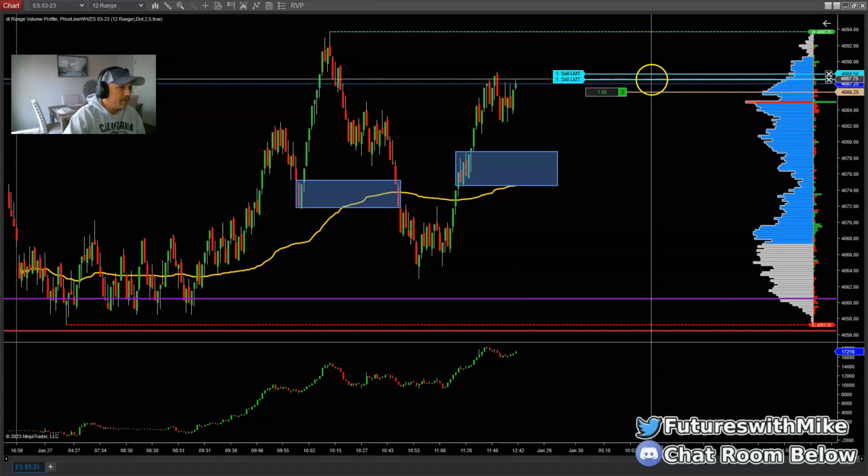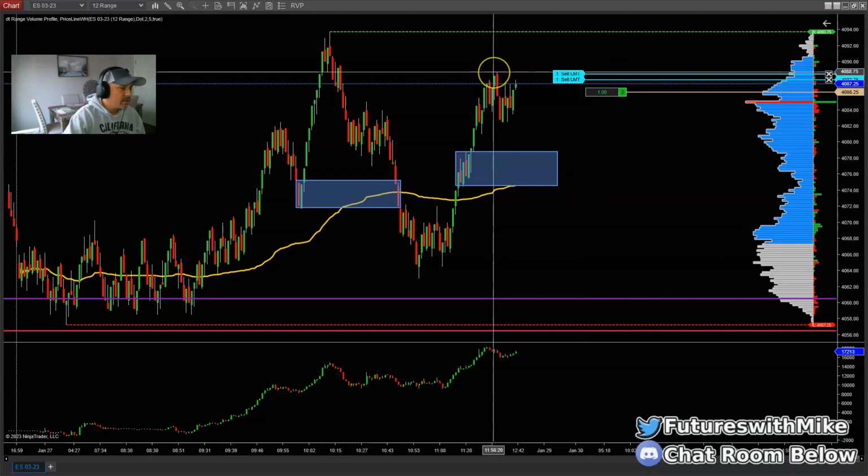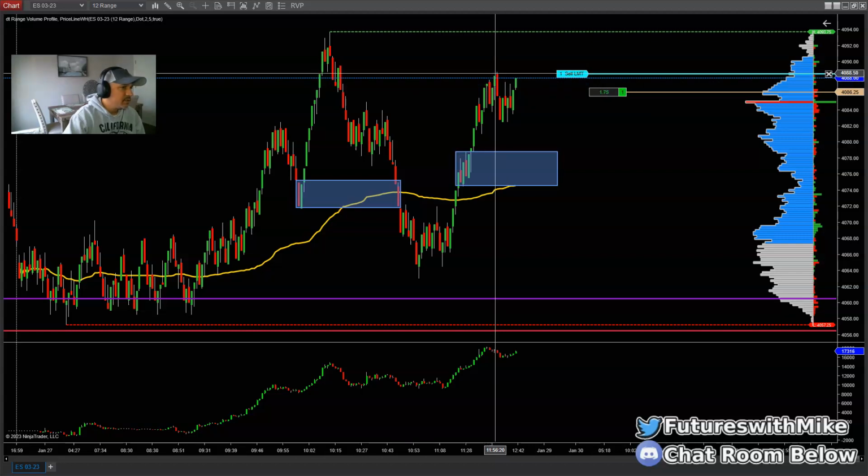But hopefully I get filled here. Again, there's liquidity resting right here. So, okay, first contract's filled. Will we get filled in the second one? Hopefully.